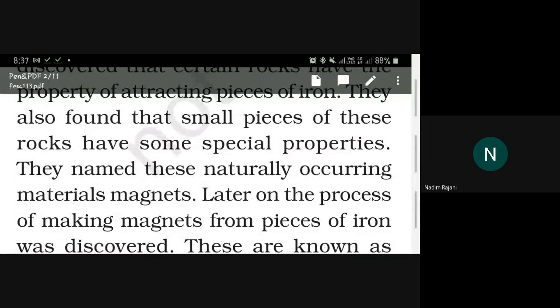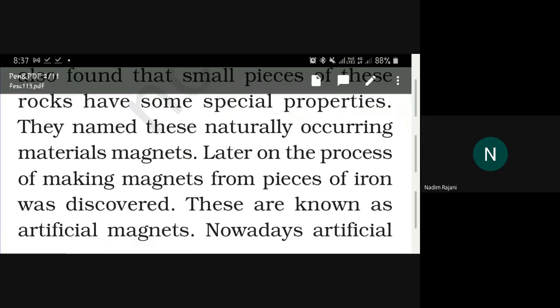Now they named this naturally occurring material magnet. Later on, the process of making magnets from pieces of iron was discovered. After a few years, they discovered the process of making magnets from pieces of iron. Magnets are made from pieces of iron. This process was discovered, and this is known as an artificial magnet.